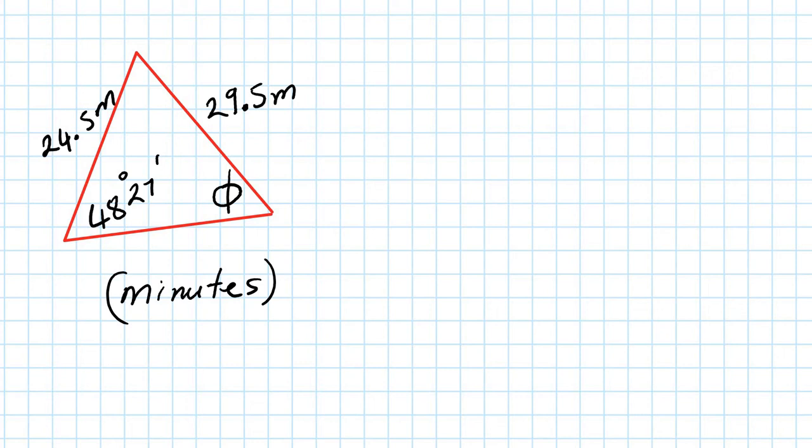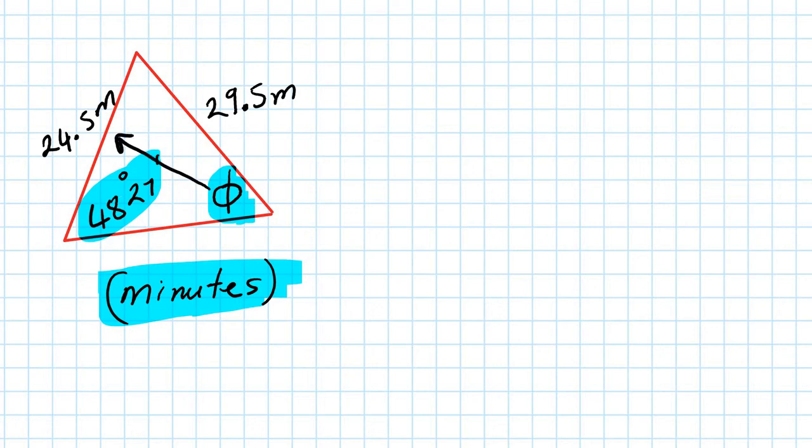In this triangle, this angle is given, and then we need to find this angle here, angle phi, nearest to minutes. So we look at these two angles. This counts as two angles, so obviously we have to use the sine rule. Opposite of this angle phi is 24.5 meters.